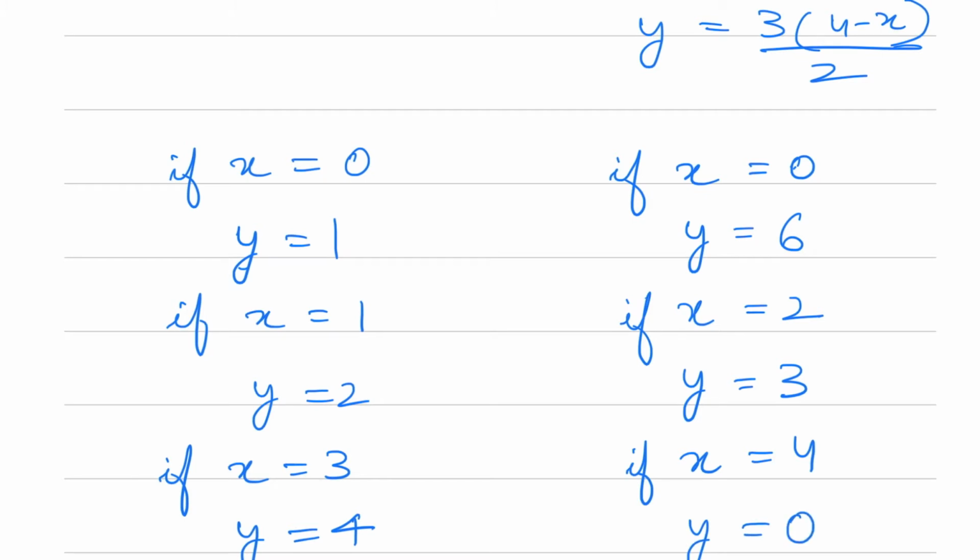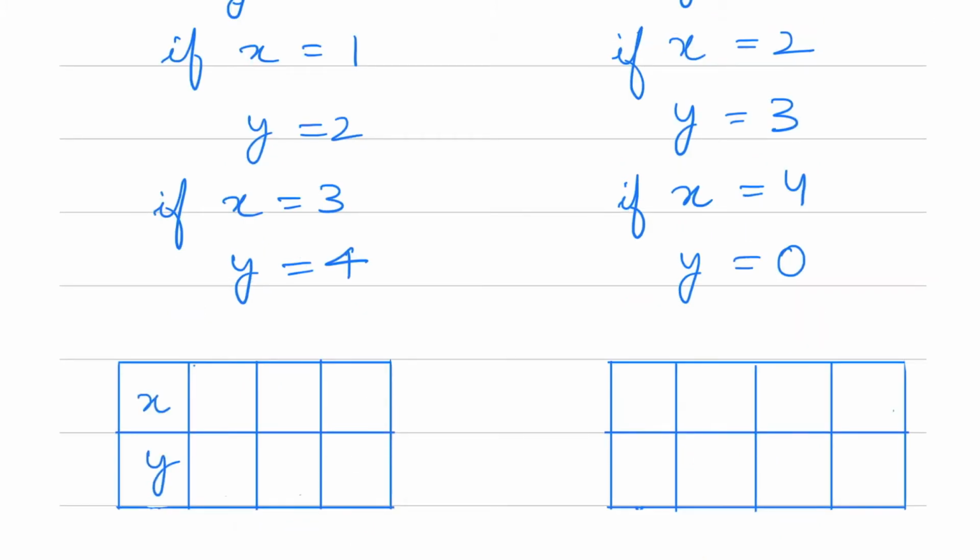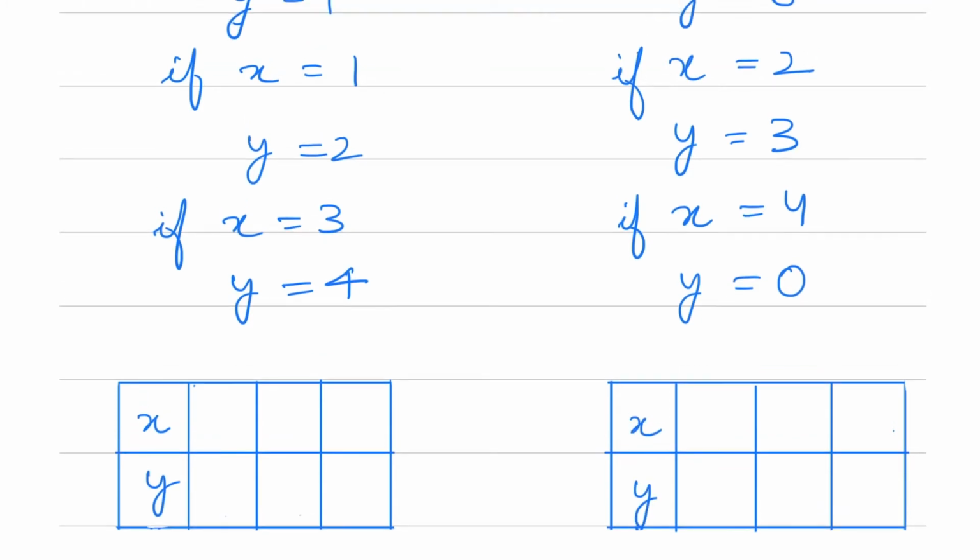Now let's put these values in the table. This is x and y here, and here also we have x and y. Here I took the values for x as 0, 1 and 3. So the corresponding values of y we got as 1, 2 and 4. This side we had x is equal to 0, 2 and 4, and the corresponding y values we got as 6, 3 and 0. So now let's put these values on the graph paper.